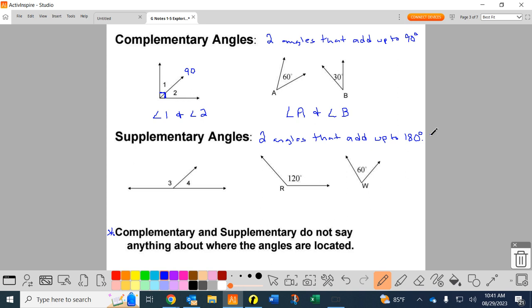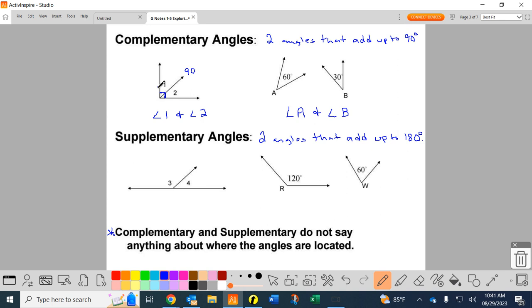Yeah, that's when they're complementary, when they add up to 90. And they don't have to be next to each other. They can be floating separately or they can be right beside each other. Guys, please ask me questions. If you have anything, please ask me. I would like to stop and answer your questions.